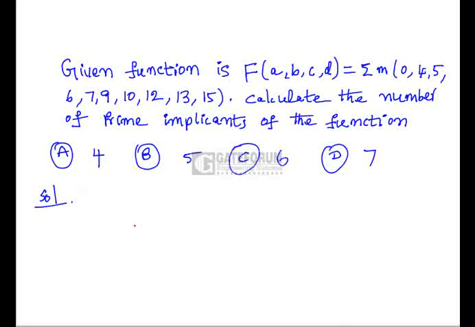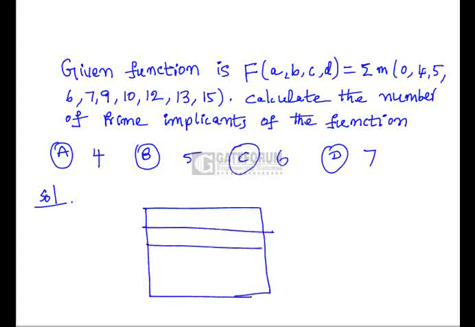So here the minterms that are producing ones for this function of Boolean variables A, B, C, D are 0, 4, 5, 6, 7, 9, 10, 12, 13 and 15. So let us represent this with a K map. It is a 4 variable K map. We are having 16 different Boolean values in this. So this will be the K map here.